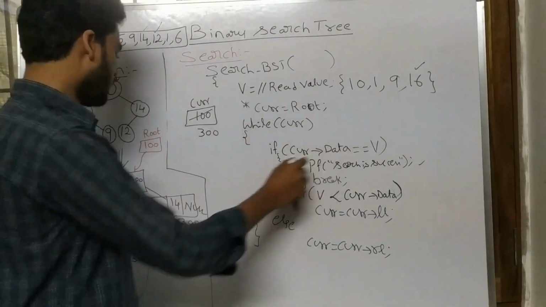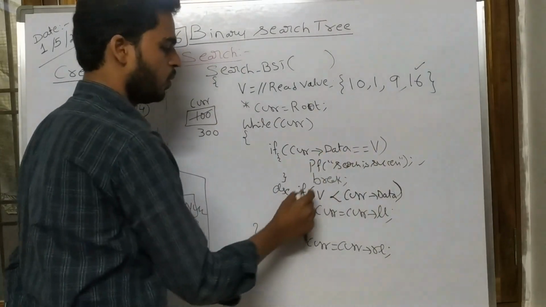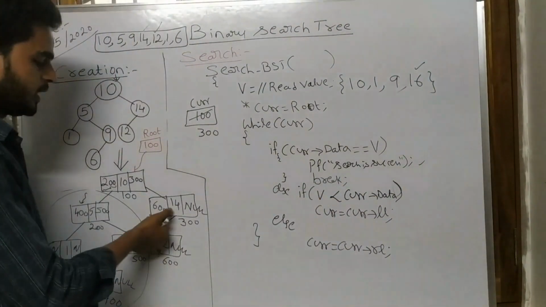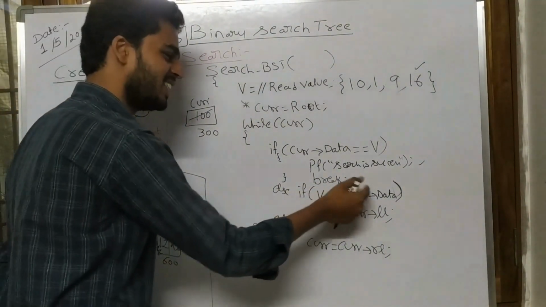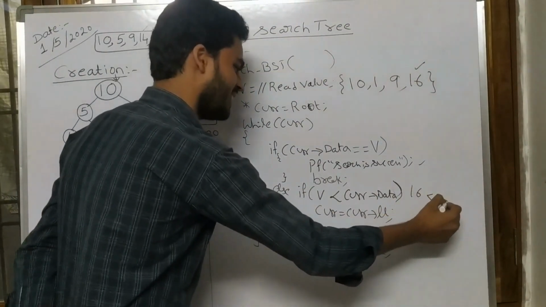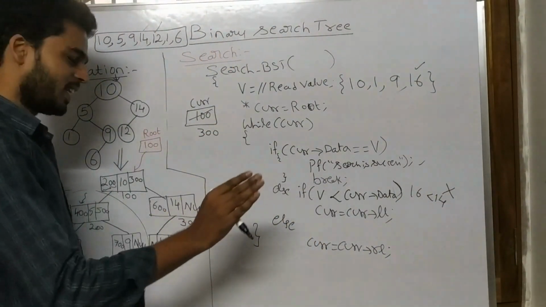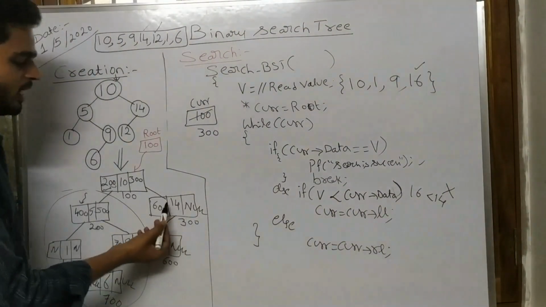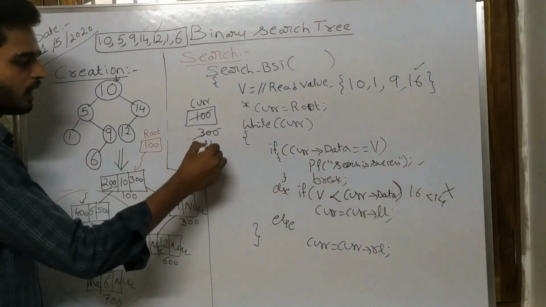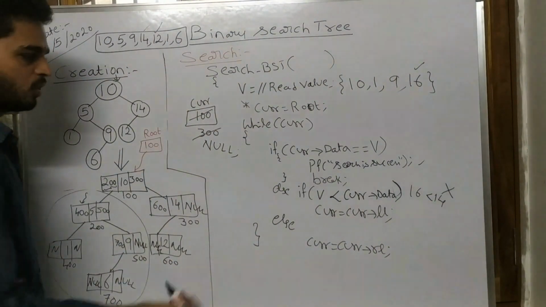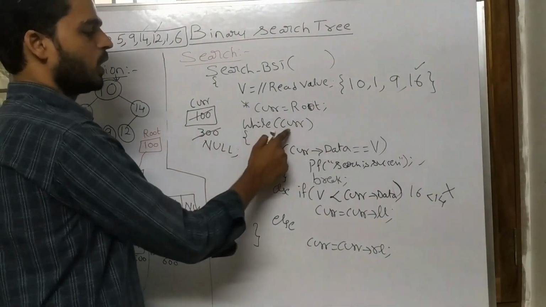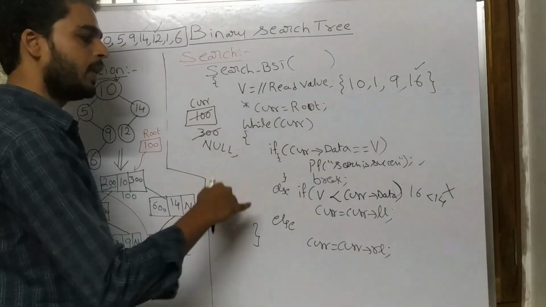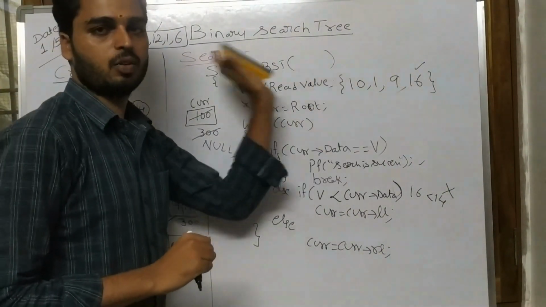While 300, 300's data is 14. 14 double equal to 16? No. It is going to execute. Now the value is 16. 16 less than 14? Condition fails. When the condition fails, I can say that my 16 is present on the right side. So I will move to the right side. Current equal to current's right link. What is current's right link? Null. Meaning that current is now null. While current, what is the value? Null. Meaning that this condition is fail. When this condition fails, the meaning is my data is not found.